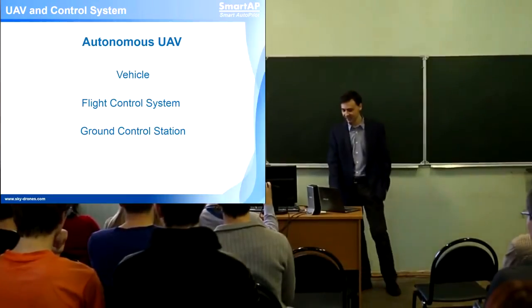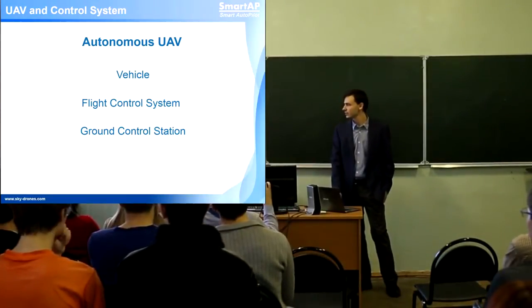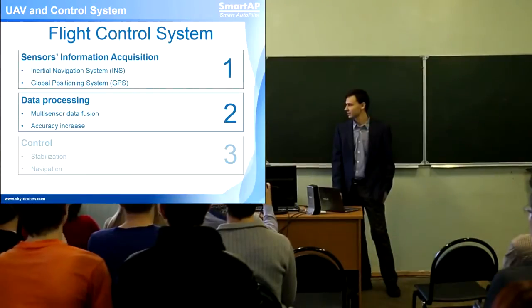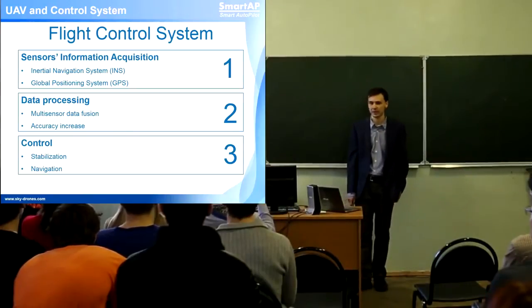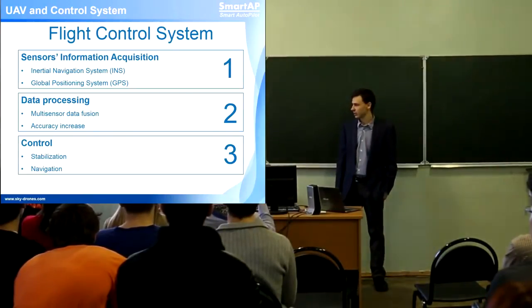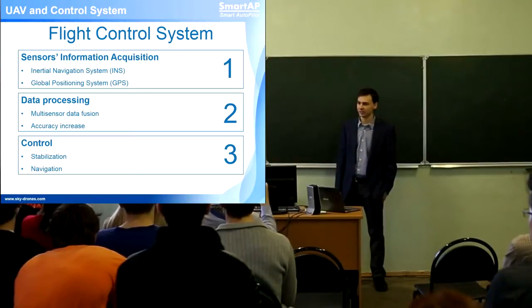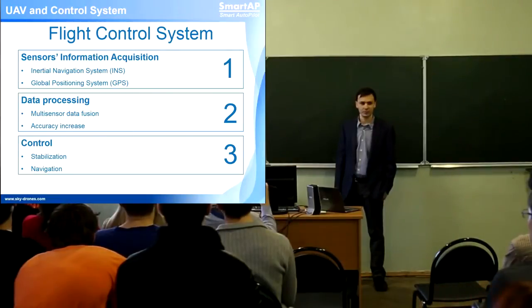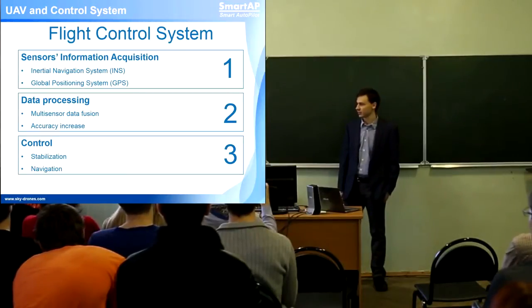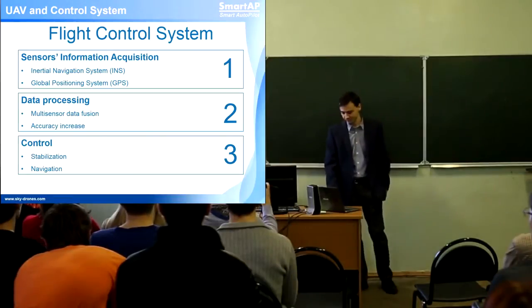But now we take a deep look into the second one, the flight control system. It consists of actually 3 steps. The first one is to get the information from sensors, which you have on board. This is, in general, inertial navigation system and global positioning system, GPS. Secondly, we do data processing in order to get better results in navigation and in measurements. And finally, we do the control to perform stabilization and navigation of the vehicle. Stabilization is the ability to stay in the air, and navigation is the ability to fly the vehicle autonomously wherever we want it to fly.